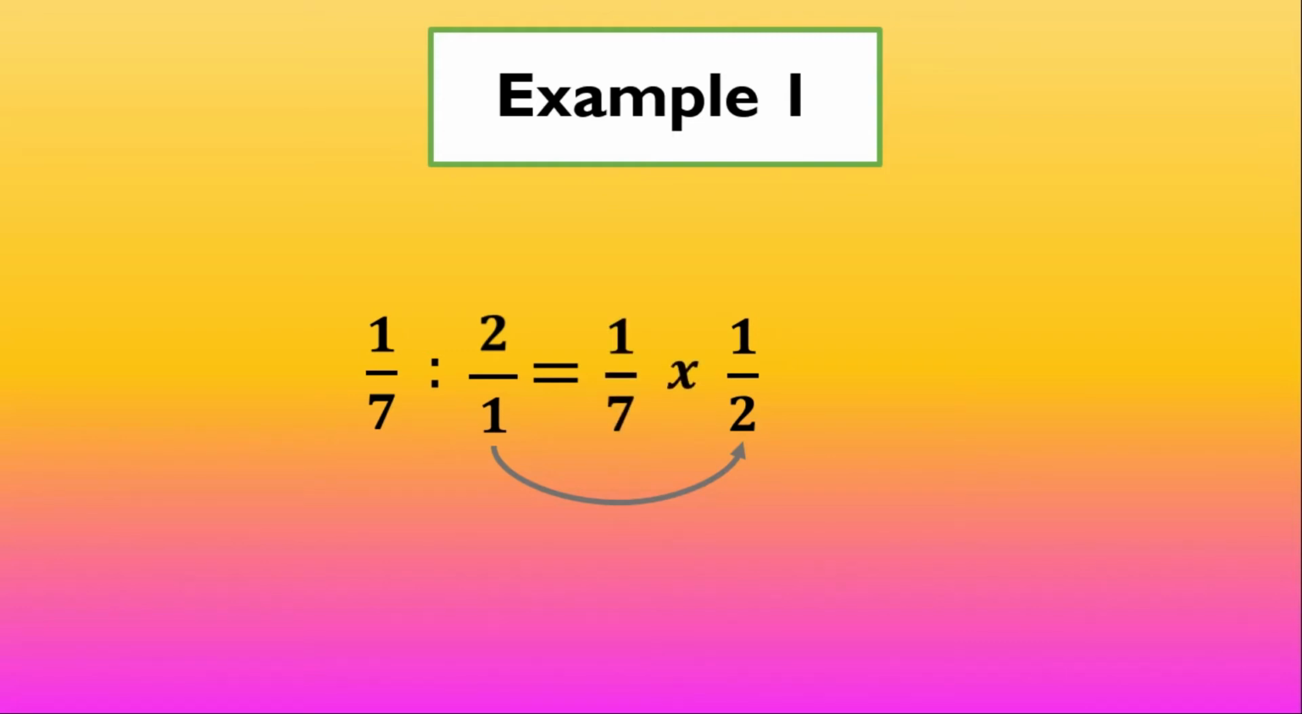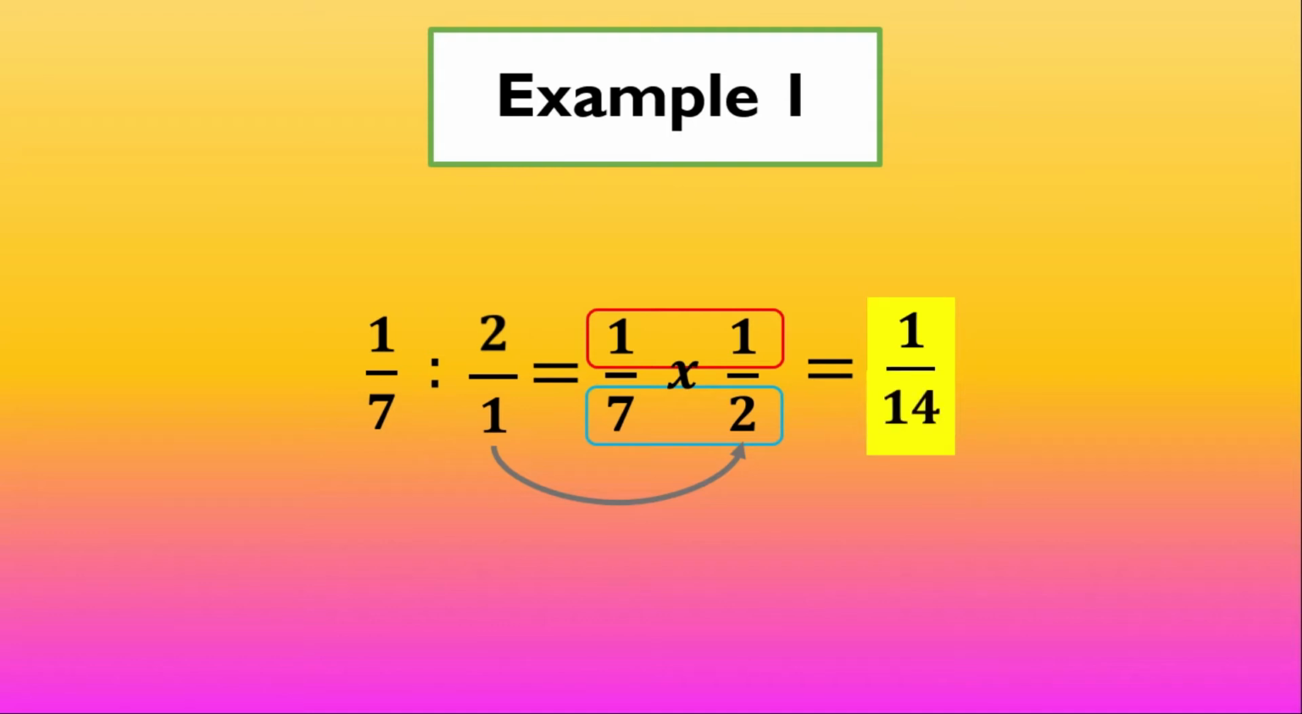Number 1, 1 over 7 divided by 2. 2 is also 2 over 1. So, turn the second fraction into a half. Keep the first fraction 1 over 7. Then multiply tops. 1 times 1, 1. Multiply bottoms. 7 times 2, 14.